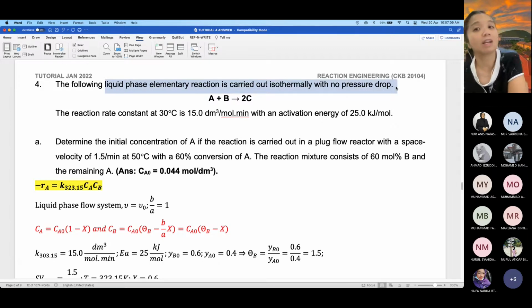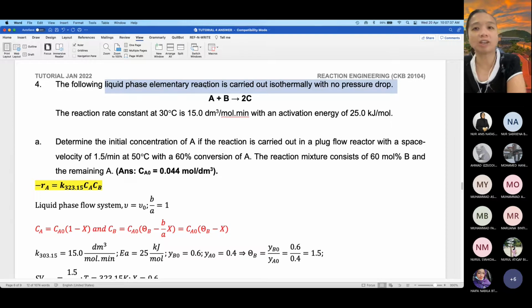Okay, so question number 4, kita come back kepada liquid phase. So kamu kena faham lah, memang soalan dia, you have to really check the phase. Sebab kamu tahu significant difference dia dalam persamaan in the design equation is determined by the phase of your reactant. So dalam case ni, dia come back balik kepada liquid. Okay, so dia kata elementary reaction. So elementary balik. Soalan nombor 3 non-elementary. Soalan nombor 4 come back to elementary.